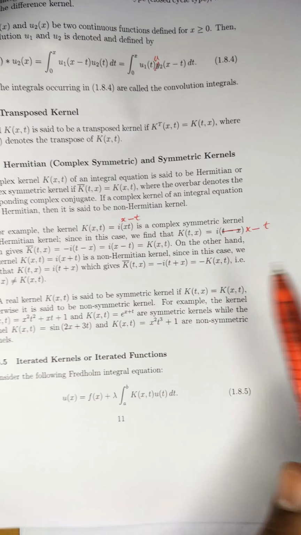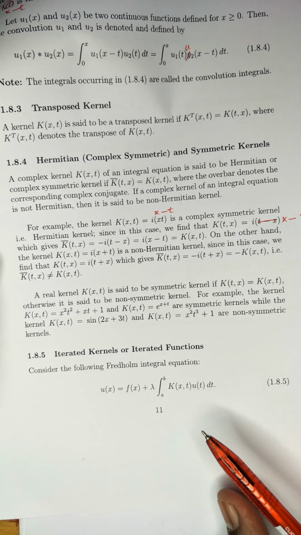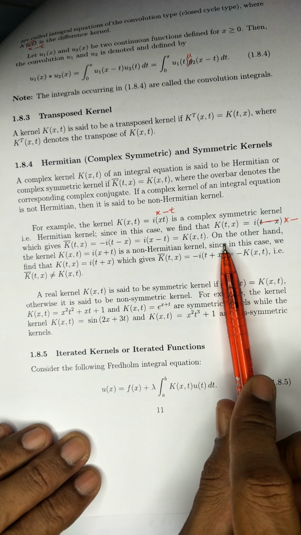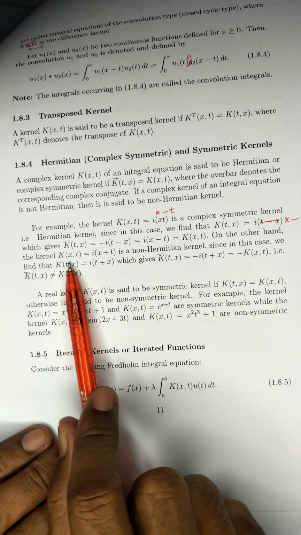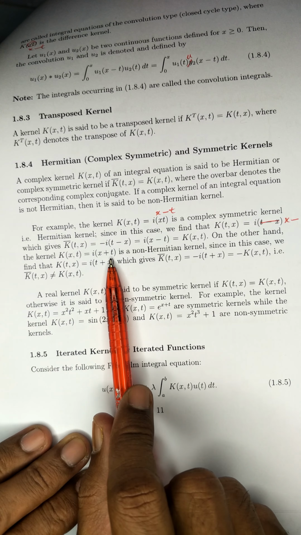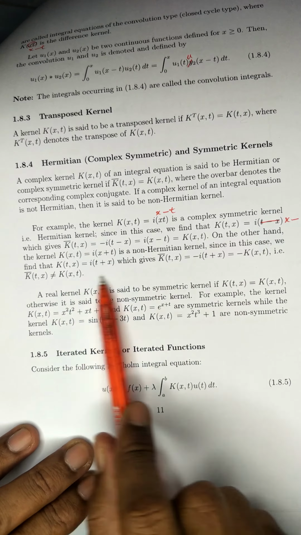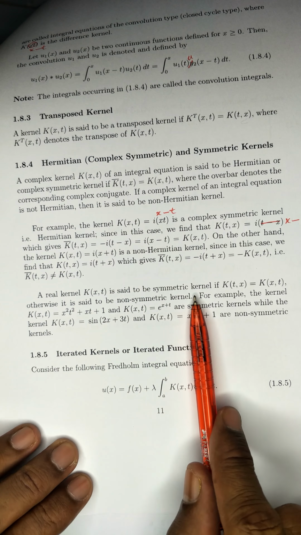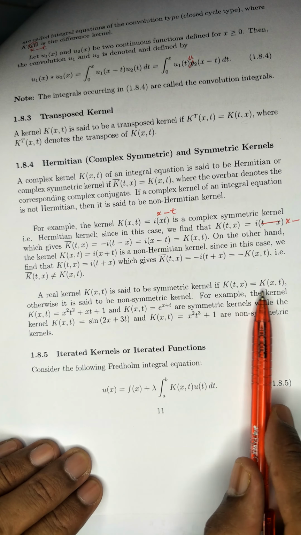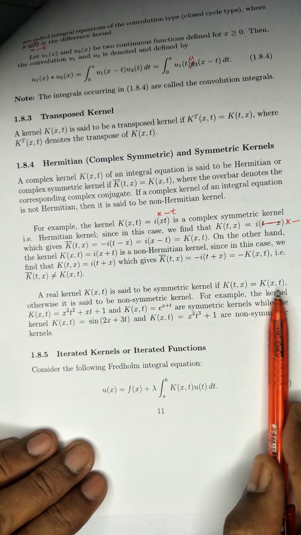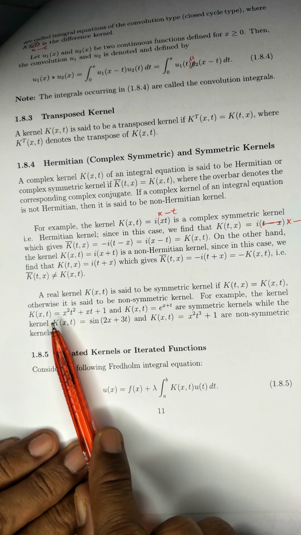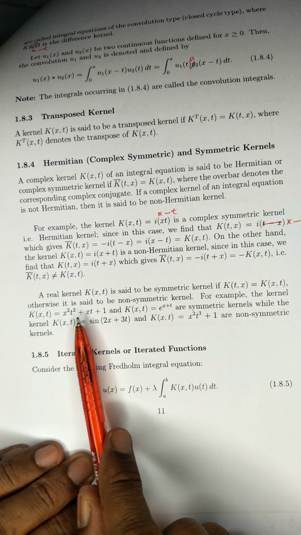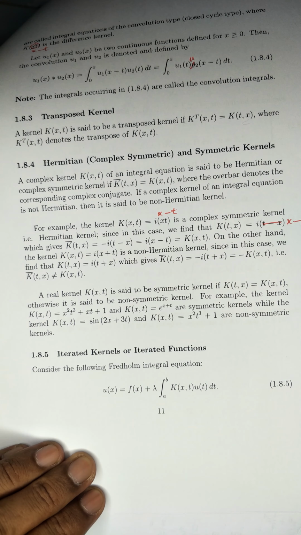Another example you can see from these notes, which I've given earlier. On the other hand, for example, this kernel K(x, t) equal to i(x + t) is non-Hermitian. The reason is given there in detail. And the real kernel K is said to be a symmetric kernel if K(t, x) is equal to K(x, t). Otherwise, K is called a non-symmetric kernel.